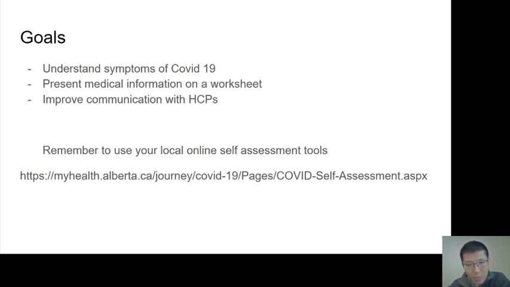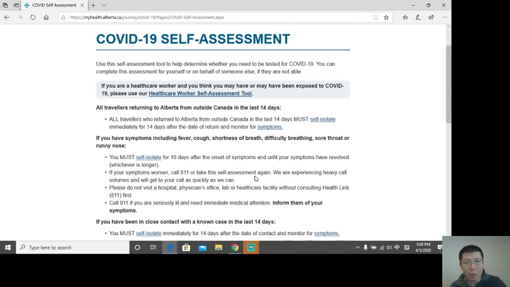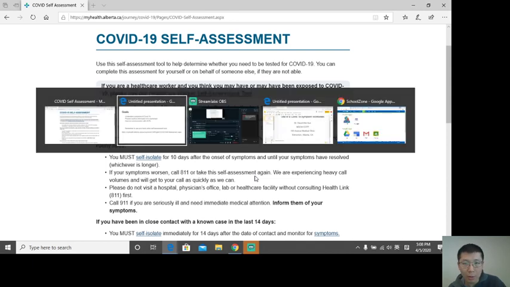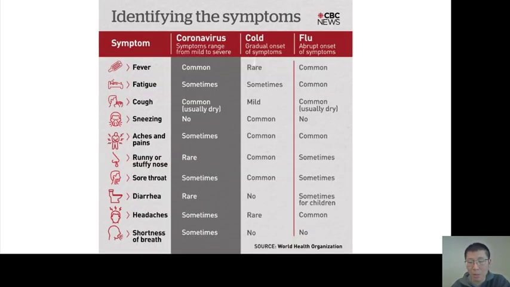Before you seek medical attention, we always want to remind you that you should use an online self-assessment tool before you call 911 or call your family doctor, for example. The Alberta online assessment looks like this. You would go through a series of questionnaires, and if you do need to seek medical attention, it will prompt you to do so. In many jurisdictions there should be an online assessment available, so please look it up depending on where you are.